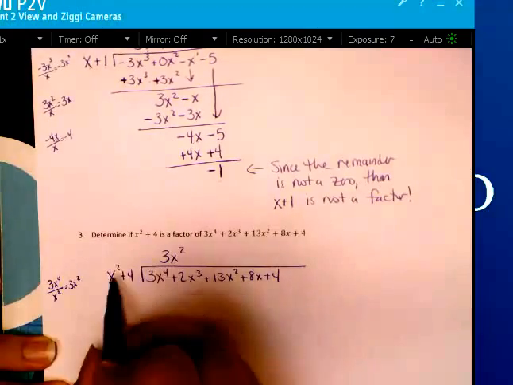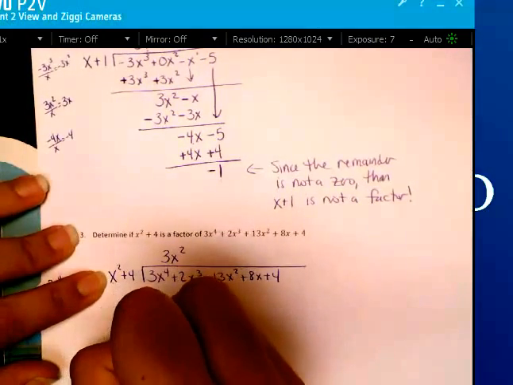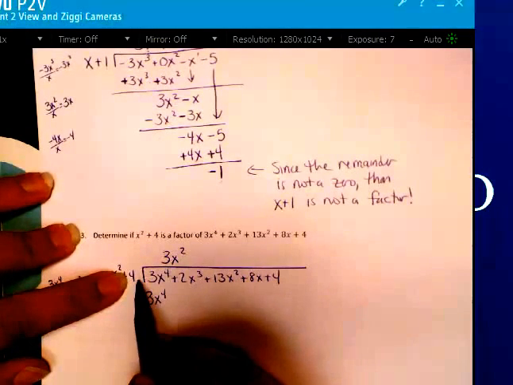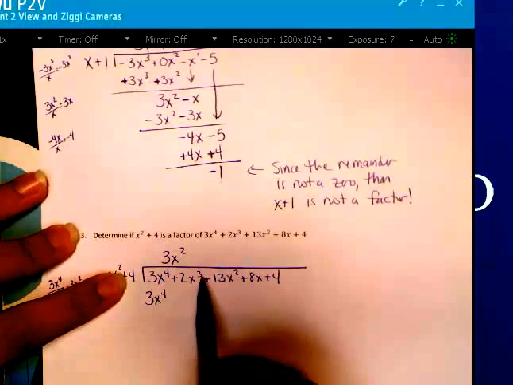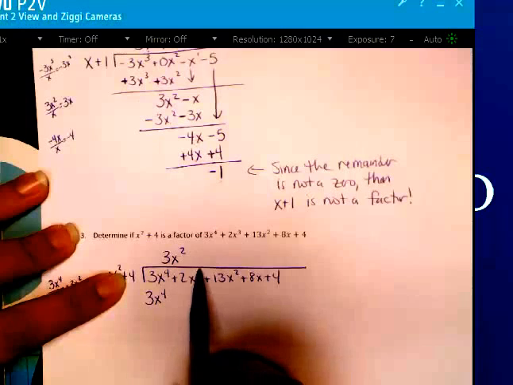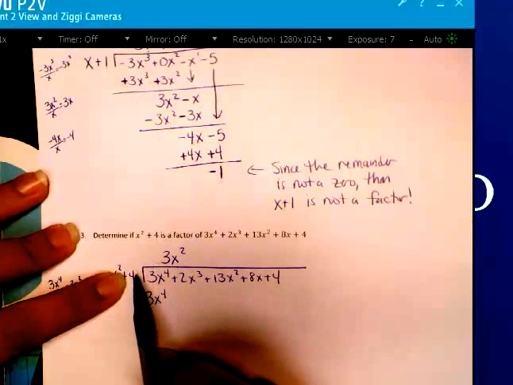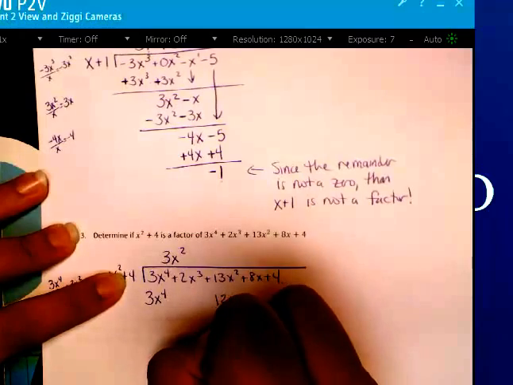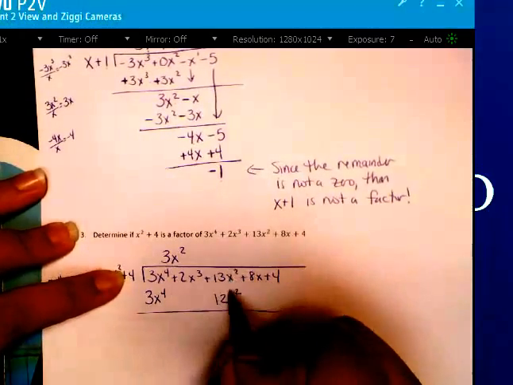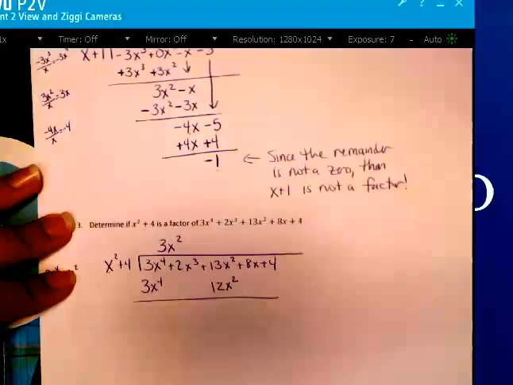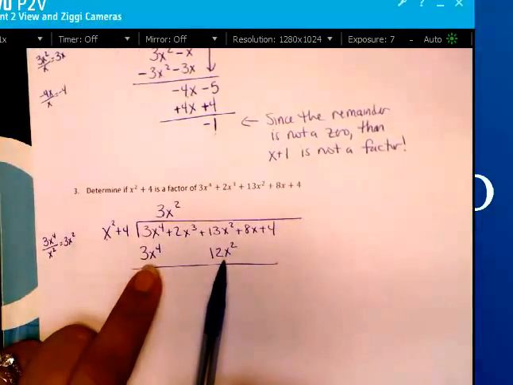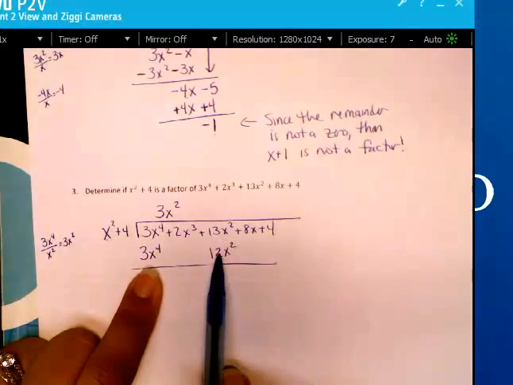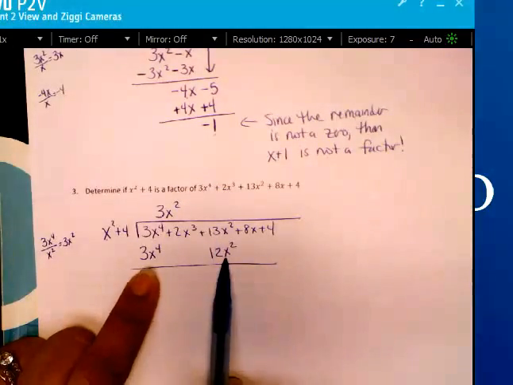Okay, so now 3x squared times x squared gives me 3x to the 4th. And 3x squared times 4 gives me 12x squared. Notice that this next term right here is x cubed, and when we multiplied this, we end up with x squared. So I want to write that 12x squared underneath the like terms. Again, notice that I jumped because 3x squared times 4 gave me 12x squared. I want to line up my like terms.